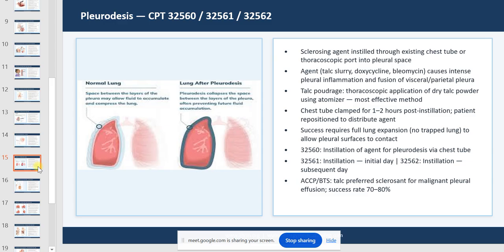Pleurodesis. You have seen arthrodesis, right? Similarly, you have pleurodesis here. What is desis? Fusion, right? So here in this pleural sac, because of some disease, what happens? You'll see accumulation within this space. They do their best to prevent it, but if there's no relief, they will fuse this sac with the help of some chemical agents, so there won't be any fluid accumulation. That is called pleurodesis.